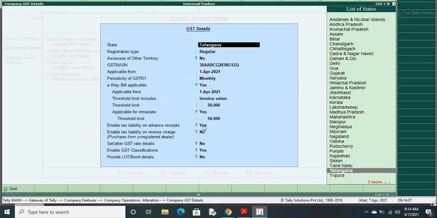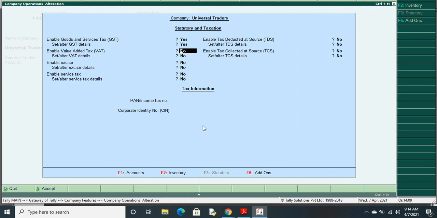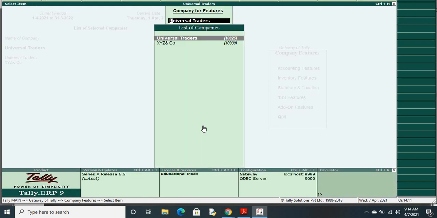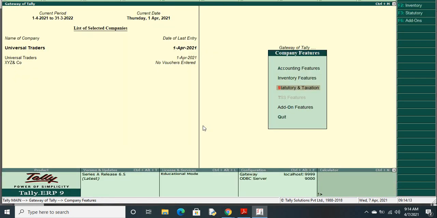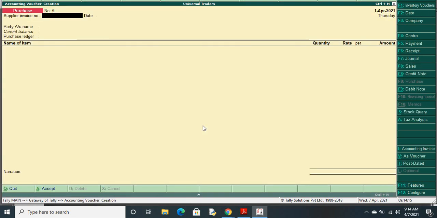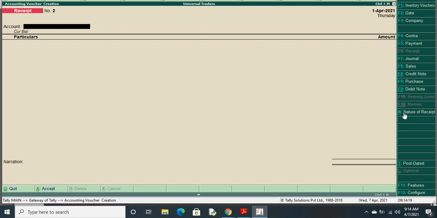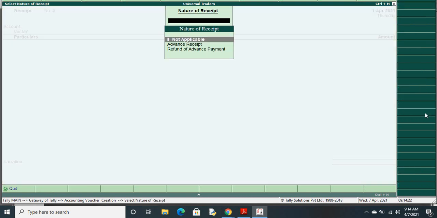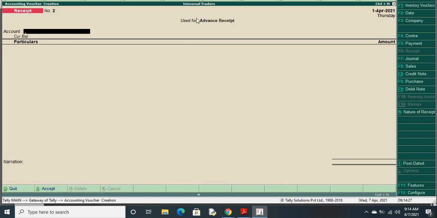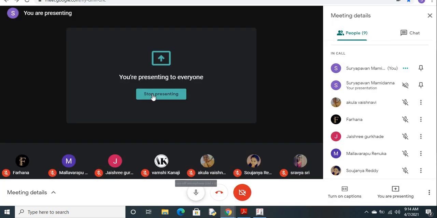Once you make it yes, we will get one option at receipts. In the receipt voucher, we have an option here, nature of receipt. If you click on it, then we can find the advance receipt option. That is called advance receipt.